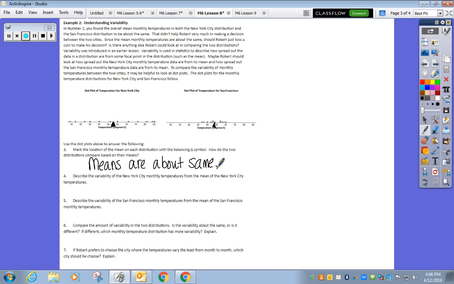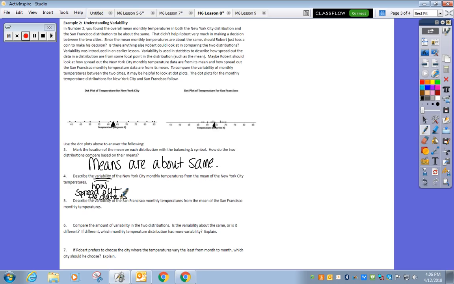Describe the variability of the New York City monthly temperatures from the mean of the New York City temperatures. So what this is saying is, here's our mean. What can we say about how far spread out in either direction the temperatures are from the mean? So variability, again, is talking about how spread out the data is.